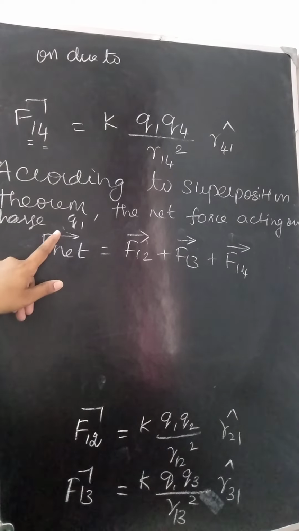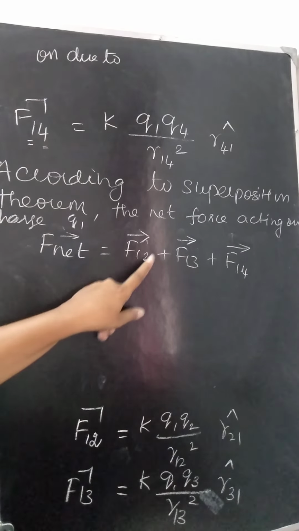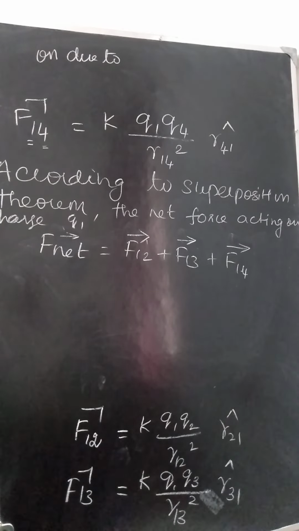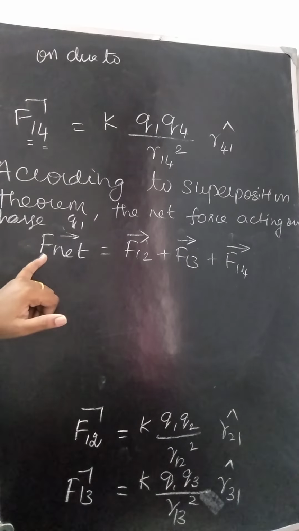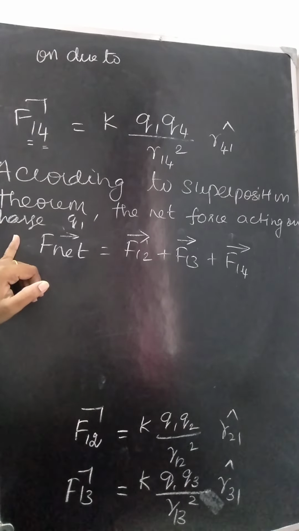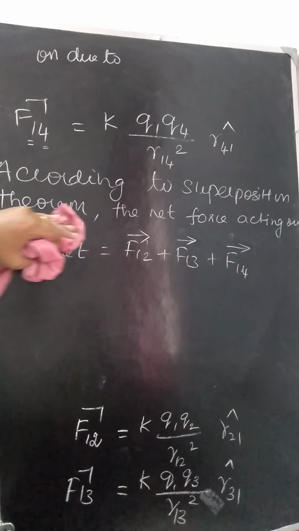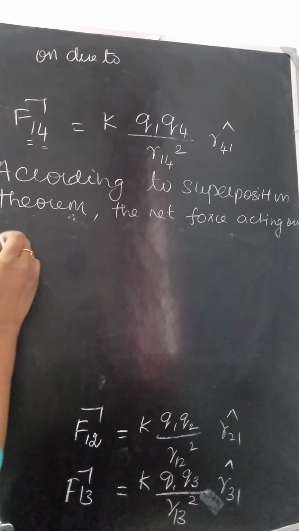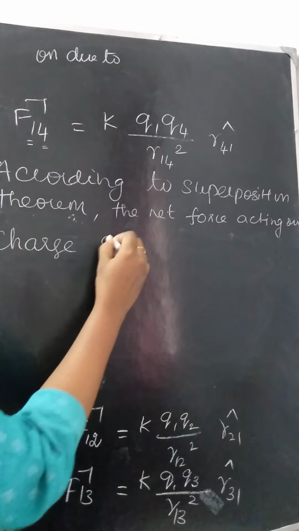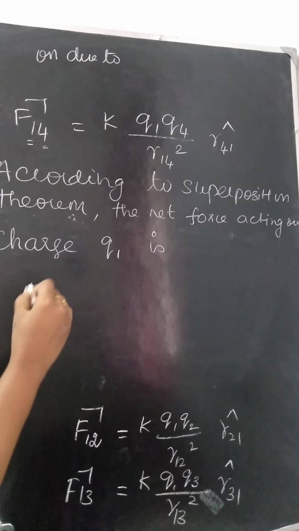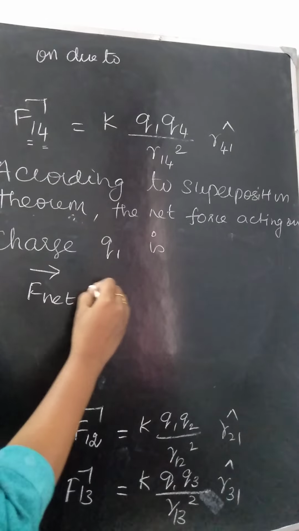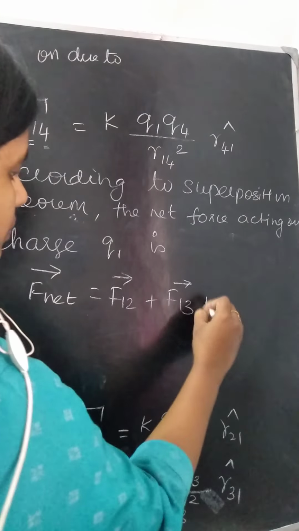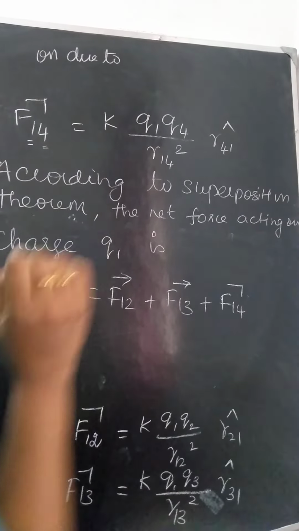Yes. F net vector is equivalent to F12 vector plus F13 vector plus F14 vector. Not clear? This part? So the net force acting on the charge Q1 is F net vector equivalent to F12 vector plus F13 vector plus F14 vector. Is this clear now?